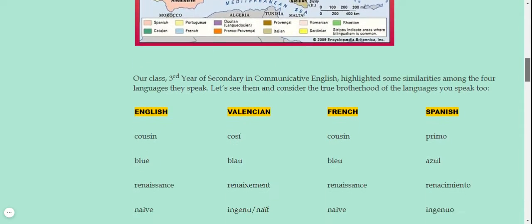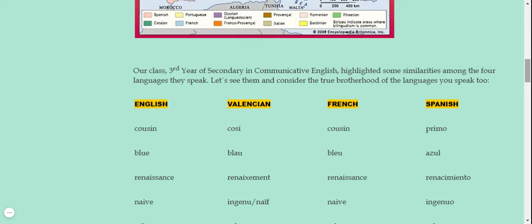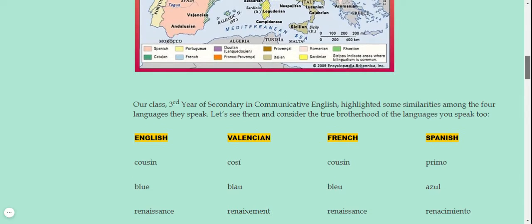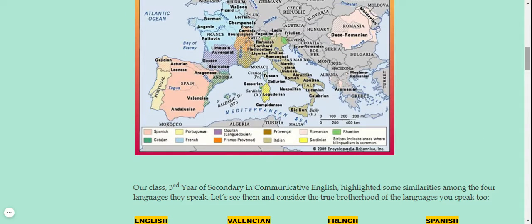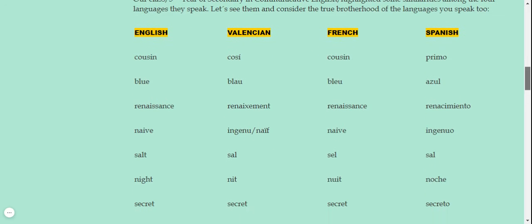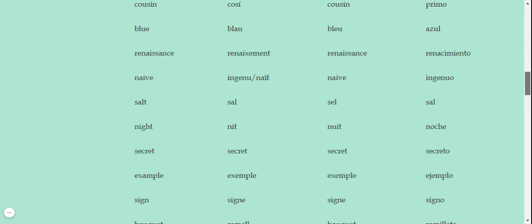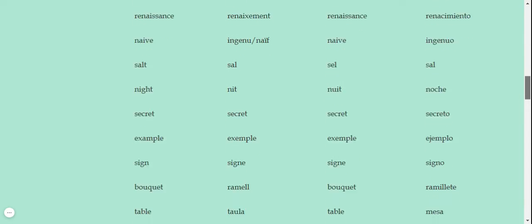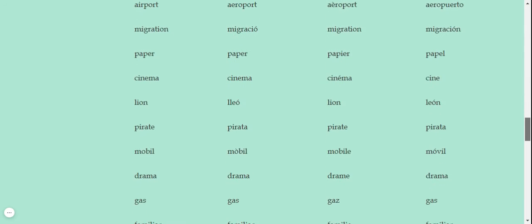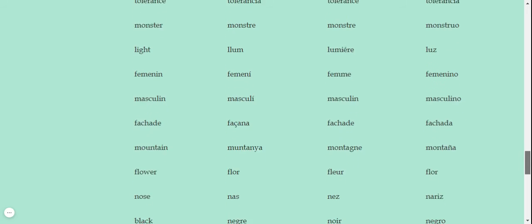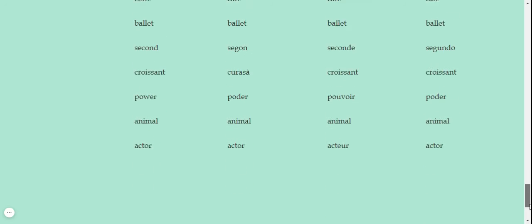The written and spoken language will diverge from each other. So Vulgar Latin was the language actually spoken, which developed into different dialects depending on the regions, and then these dialects made the Romance languages develop. Our class, third year of secondary in communicative English, highlighted some similarities among the four languages they speak. Let's see them and think about the true brotherhood of the languages you speak too. Okay, let's see them, all of them.